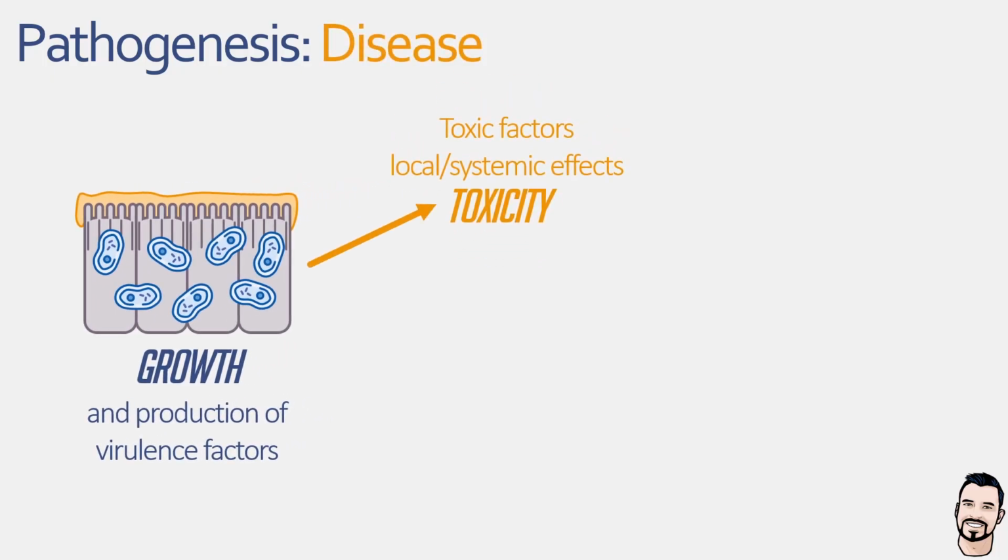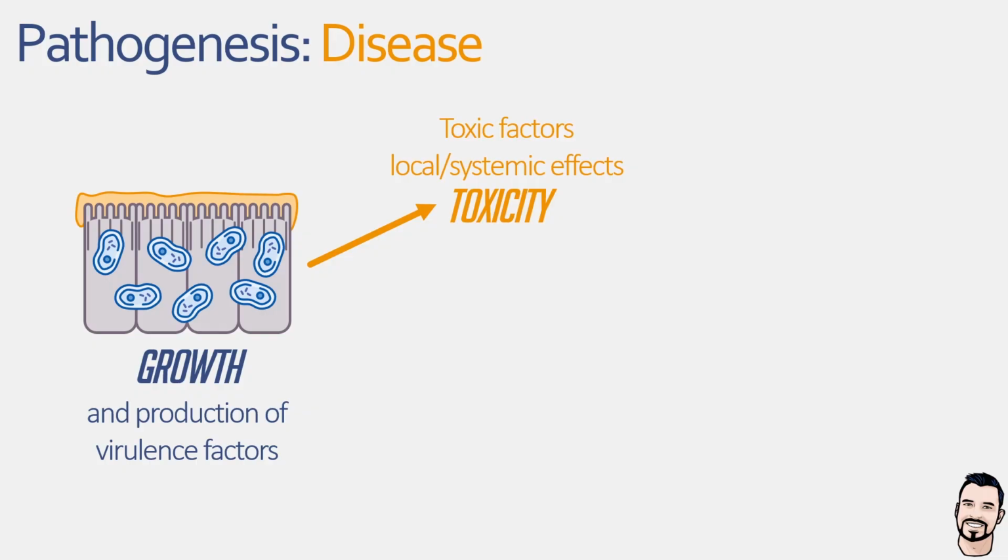And one way pathogens cause disease is through toxicity, which is the damage caused by microbial toxins or other harmful products. Now, these toxins can act locally at the site of infection or spread systemically through the body, causing effects elsewhere. And it's because of this, significant disease symptoms can occur even when the microorganism itself remains relatively localized.